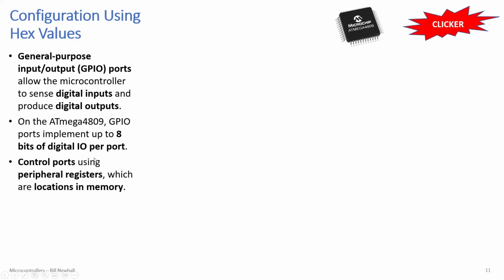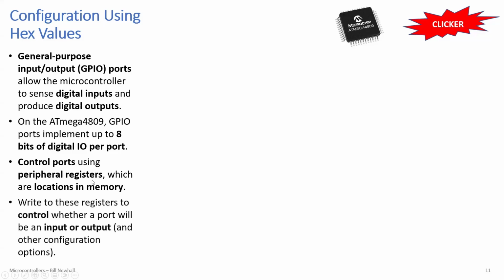Okay, and so you can control the ports using the peripheral registers. Peripheral registers are essentially memory locations inside the microcontroller that you can write bits in software to control those locations. And that's how you control whether a port is a digital port or an analog port or an input or an output. So you write to these registers to control whether a digital port will be an input or an output or other configuration options.